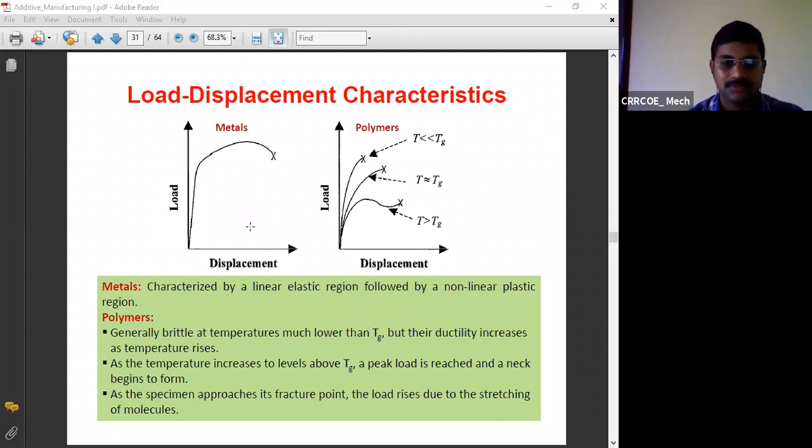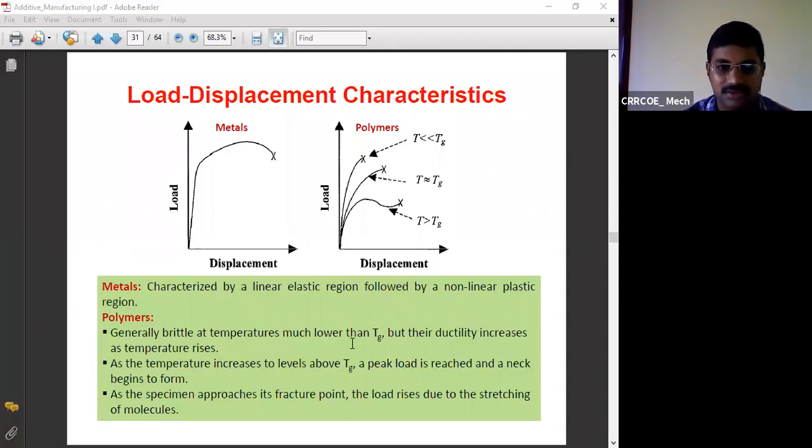Here, load and displacement are again other parameters. Load and displacement for metals, how it is going to vary. For polymers, how it is going to vary. So again they have differentiated. Generally brittle: when it is going to be brittle, they have taken Tg as one of the points, and below the Tg point, this is the temperature. One temperature point they have taken as the reference temperature.